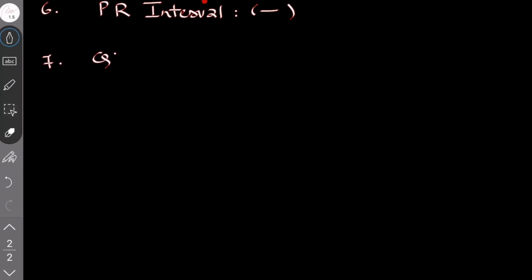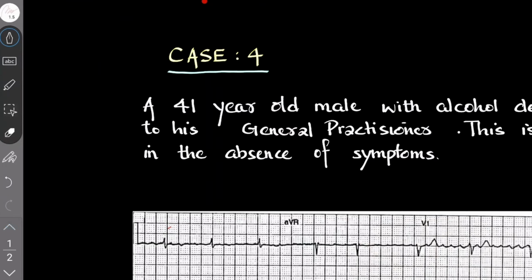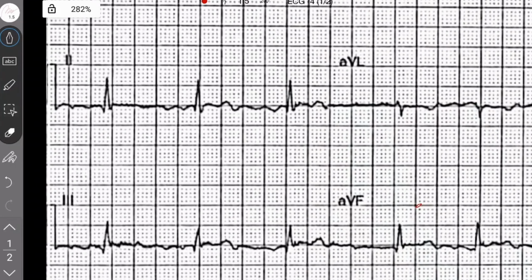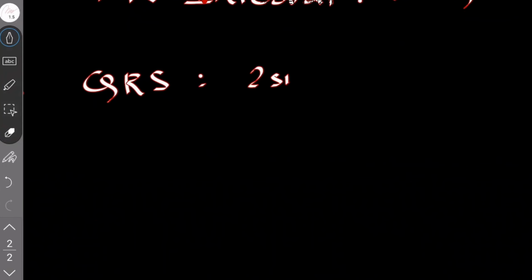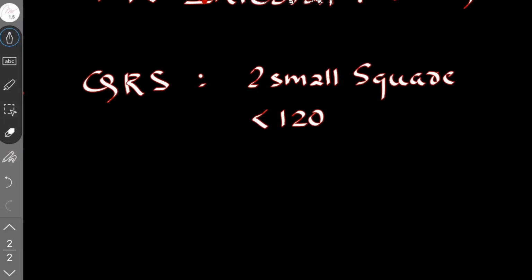About the QRS complex, you check it here. In lead 2, it is 1, 2 small squares. Yes, right? Two small squares. So it is less than 120 milliseconds, so it's normal.